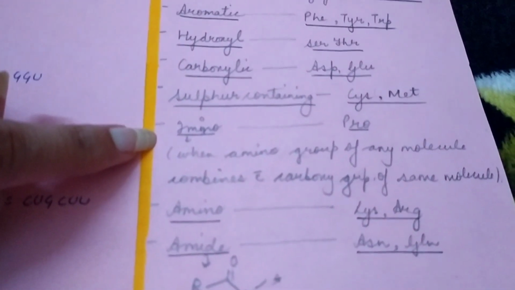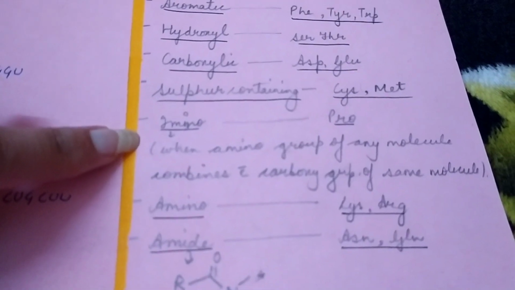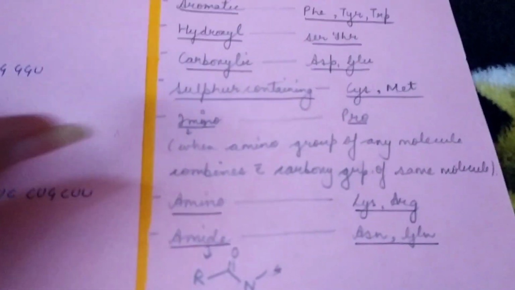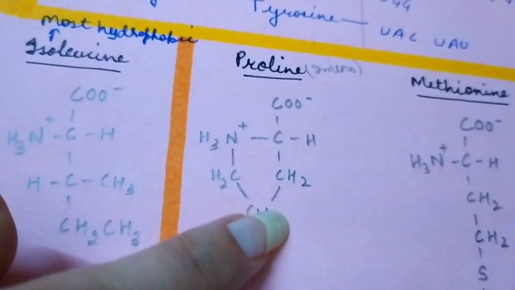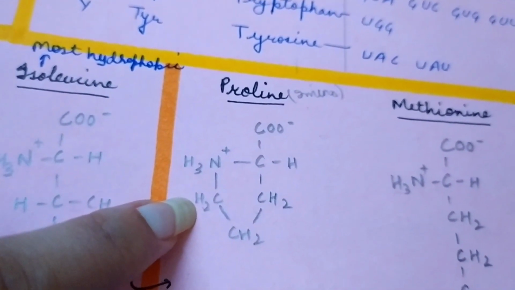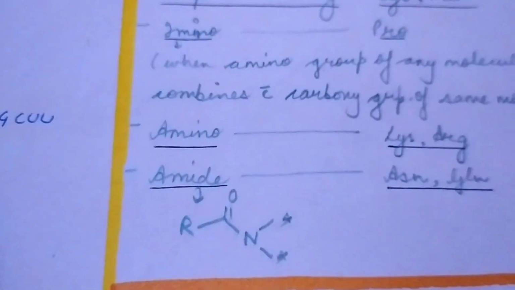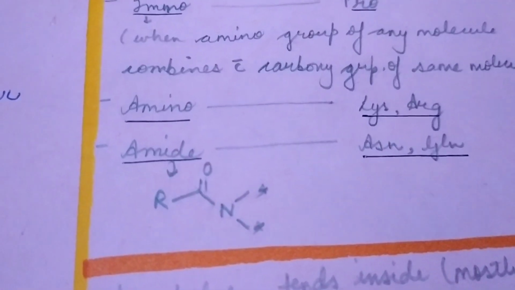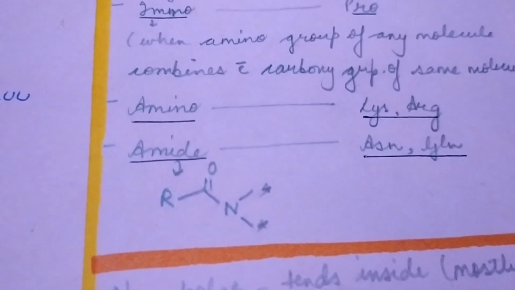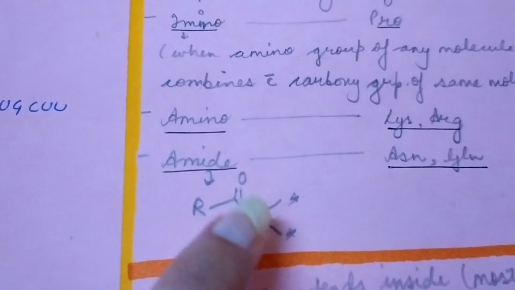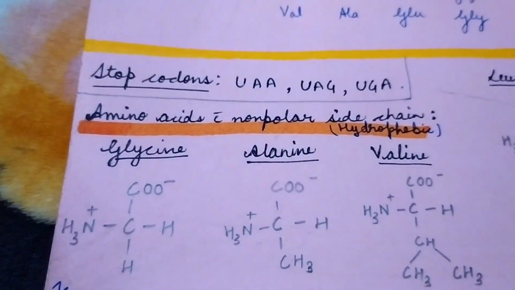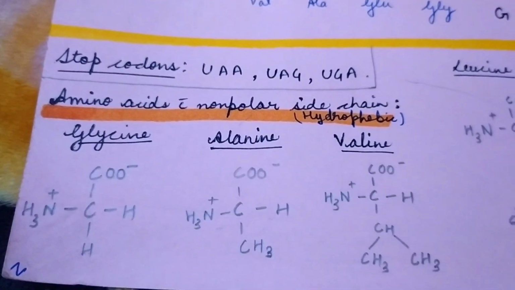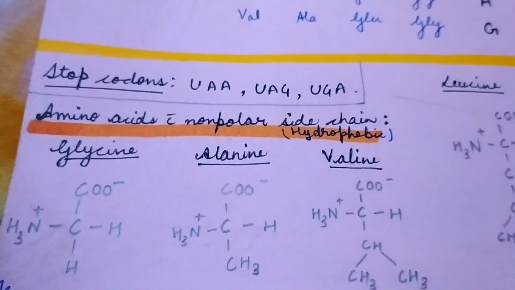Imino means the amino group of a molecule combines with the carboxy group of the same molecule, which is proline. See in this structure, proline has the amino group attached to the same molecule, so that is imino, that's proline. Basic are lysine and arginine, and amide are glutamine and asparagine. So basically, stop codons are UAA, UAG, UGA, and amino acids with non-polar side chains are hydrophobic.